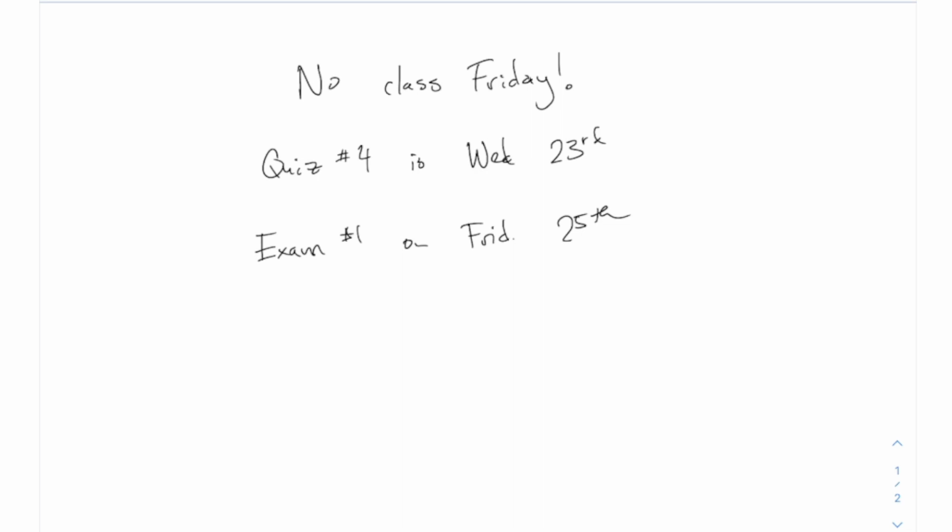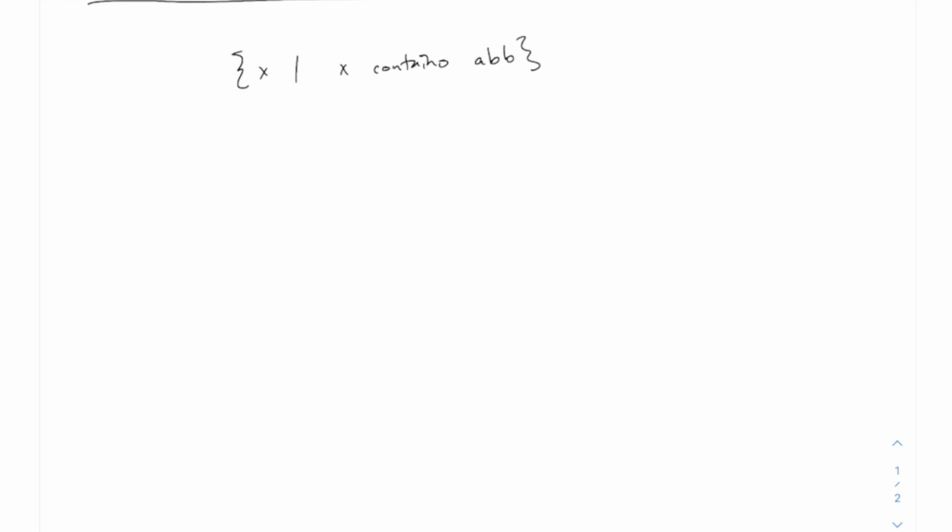All right, let's continue talking about regular expressions. That's what we've been doing lately. At the end last time we had a whole bunch of examples where I describe a language to you and you tell me a regular expression that generates that language. Things like, let's say, any x such that x contains a, b, b somewhere as a substring. That would be something like (a plus b) star, a, b, b, (a plus b) star, right?